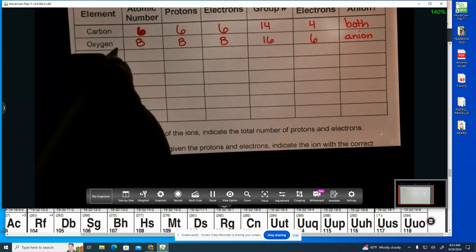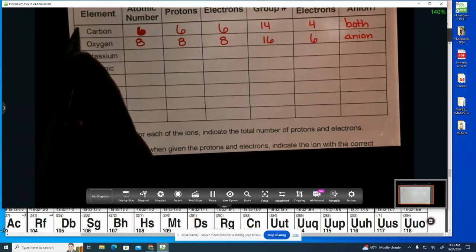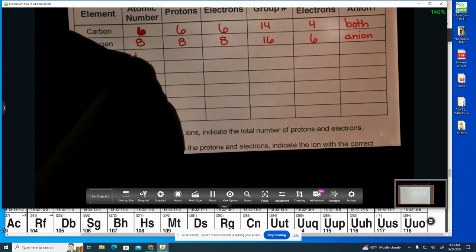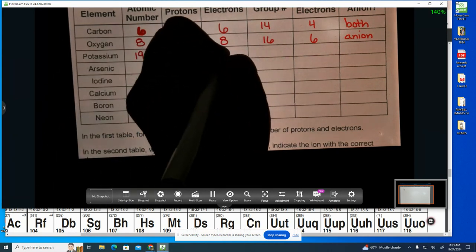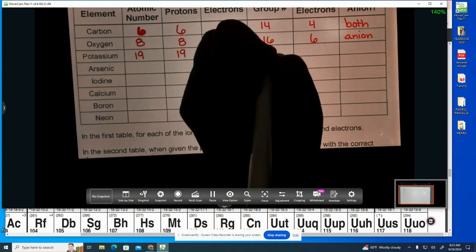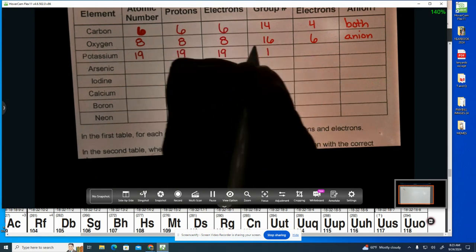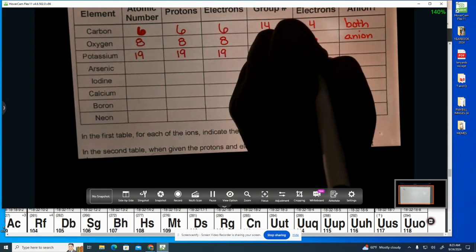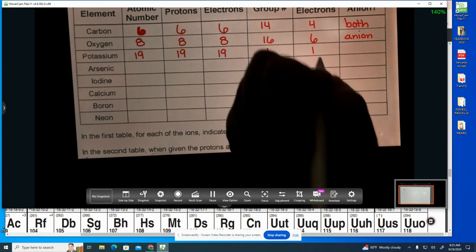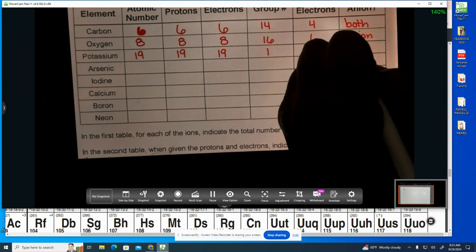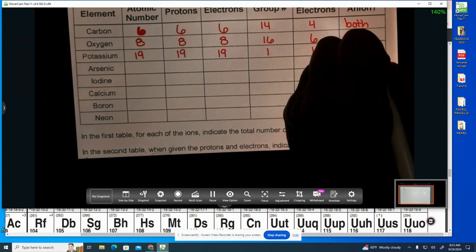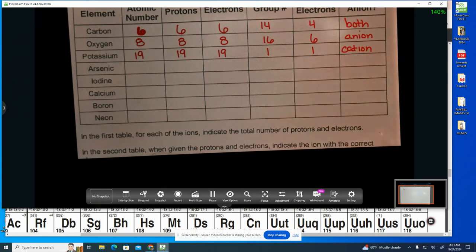Okay, potassium. 19. That means it has 19 protons, 19 electrons. It's in group number 1. How many valence electrons does it have? 1. And does it form a cation or an anion? Which one? Cation. Good.